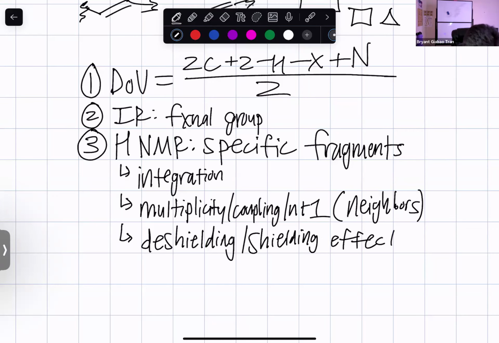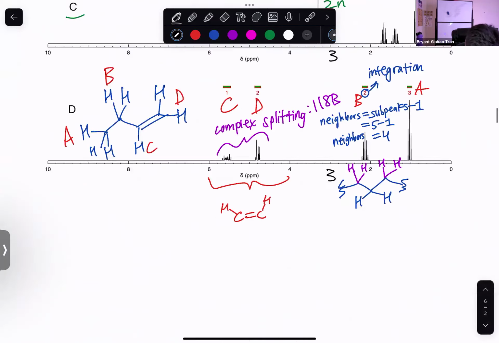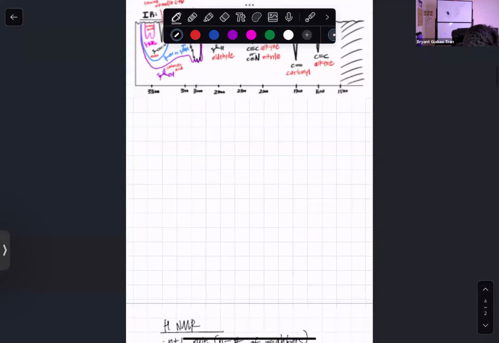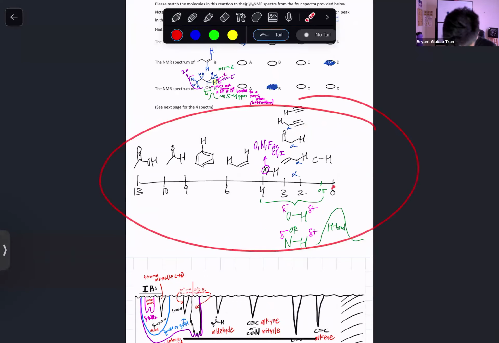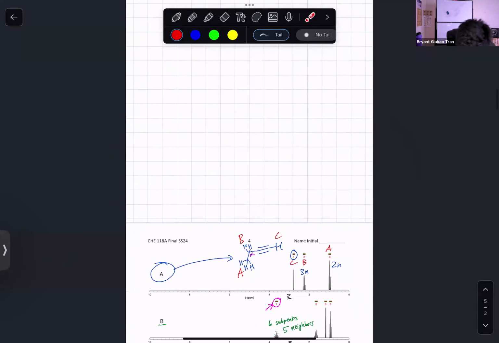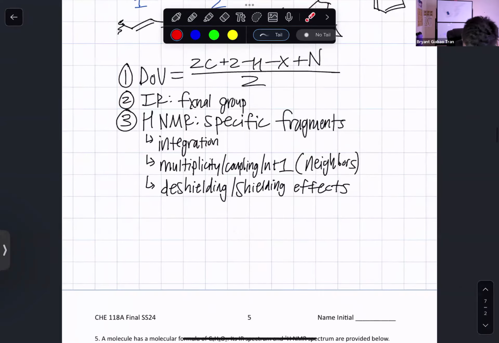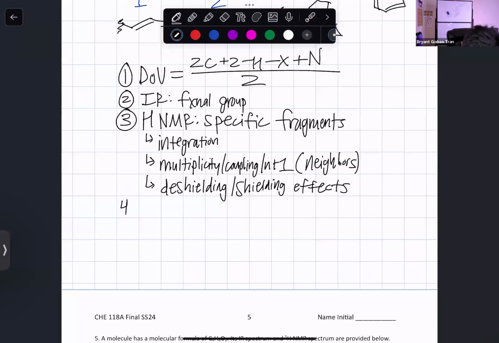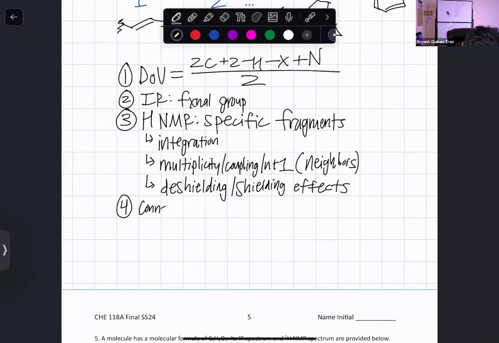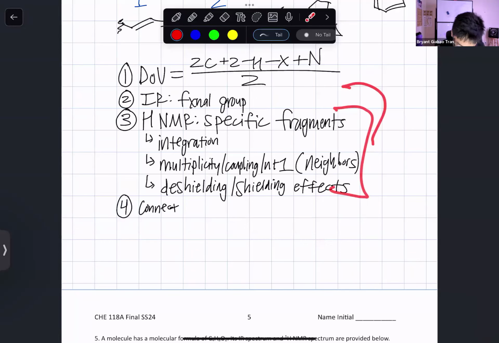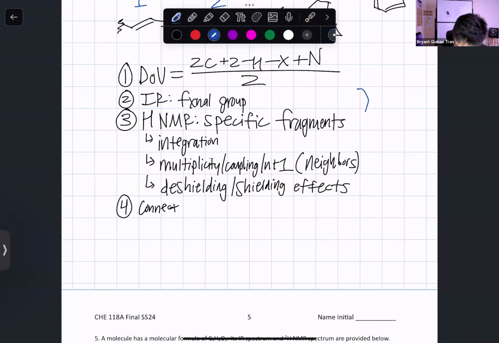Right. And that's using this graph right here that I gave you guys earlier. Okay, and after that, we connect the puzzle pieces together, right? Because this right here will give you the fragments, the pieces to the puzzle.